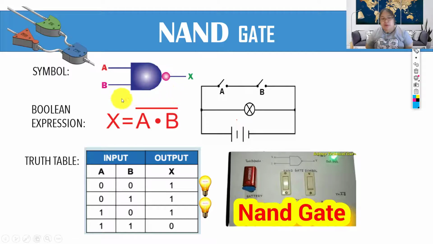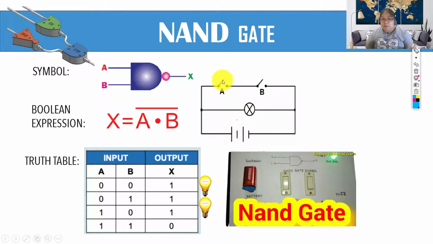Okay, now we see the Boolean algebra. For the AND gate, it is x equals A dot B. Now you got NOT, is it? So you need to put a bar at the top. Okay, let's see the circuit. The circuit A and B is in series, but both are parallel with the bulb.